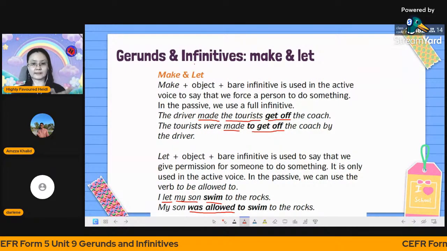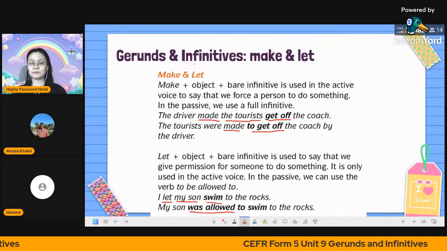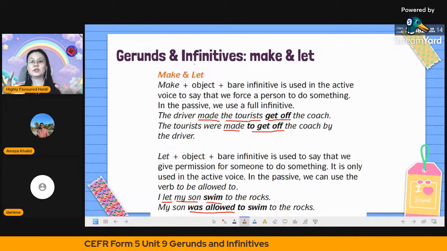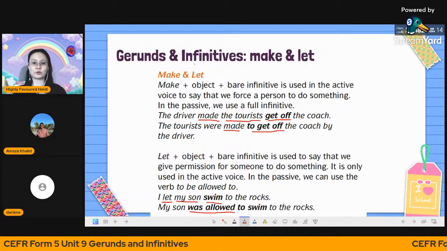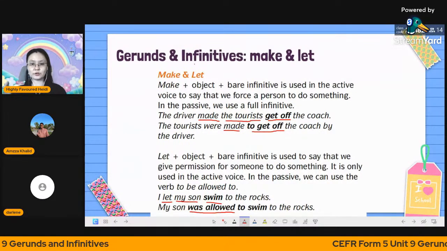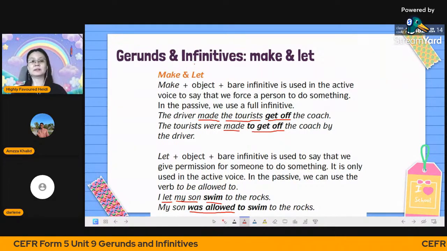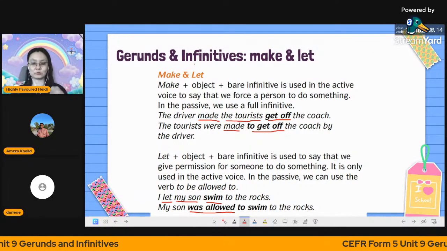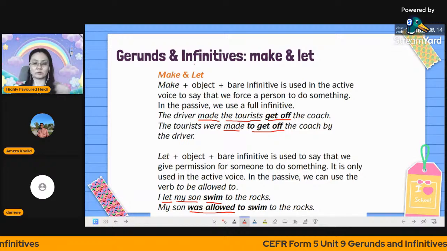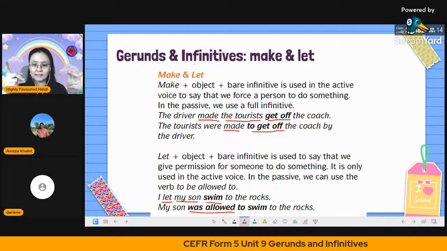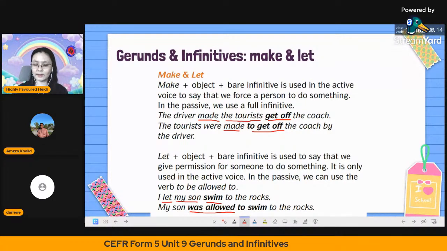Okay, then let. Let plus object plus bare infinitive. Actually the same, just change the make to let. But this one is slightly different. You are not allowed to change it to passive. But if you want to change it to passive, you have to change to "be allowed" instead of let. So I let my son swim, then my son was allowed. You cannot say my son was let to swim. No. Okay, that is the slight difference. Okay, let's go to the next one.